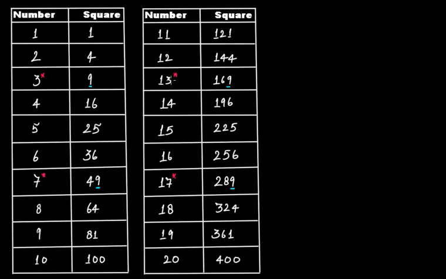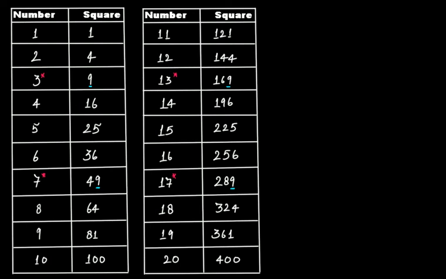And what is unique in these two numbers? This number ends with 3. It's a single digit number, but it has 3 at the units place, and this number has 7 at the units place.